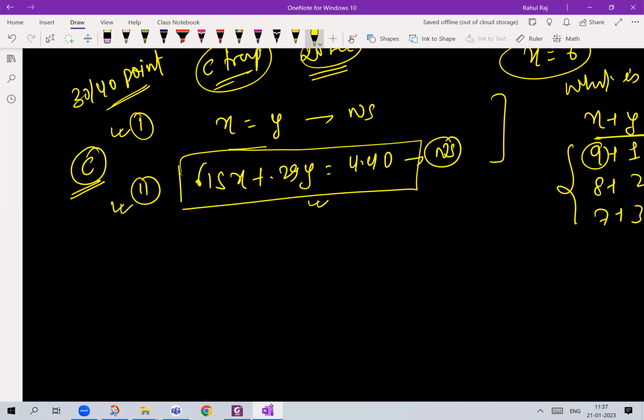So when I remove all these points, I'm left with what? 15X plus 29Y is equal to 440. Now, what I have seen in a lot of questions, but this is something which you can't rely on, I'm telling you my observation.